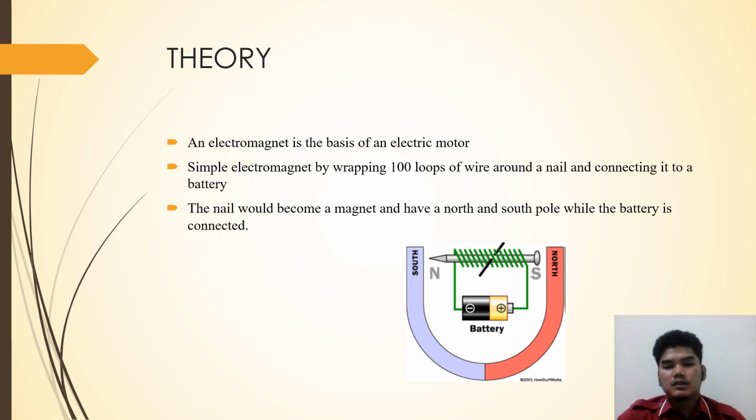So for the theory, the electric motor is based on the electromagnet concept. A simple electromagnet can be made by wrapping 100 loops of wire around a nail and connecting it to a battery. Then the nail becomes a magnet and has a north and south pole while the battery is connected. An example of the concept is shown in the figure below.